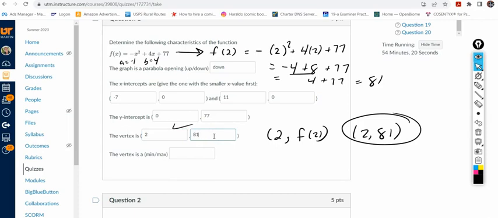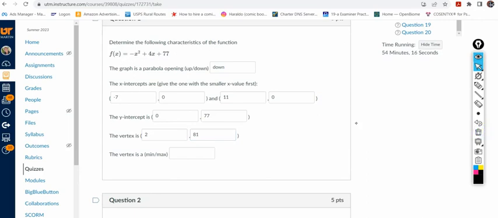And finally, is the vertex a minimum or a maximum? Well, we had up at the top there that our end behavior was down, down, so this thing opens down, and so our vertex is going to be a maximum.